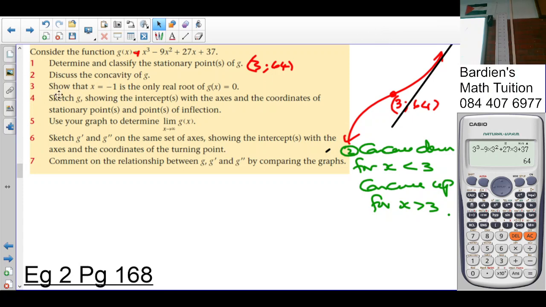Number 3. Show that x minus 1 is the only root. So what does root mean? The root means to say it's an x-intercept. That's all. So what we do is we say g of minus 1 is equal to 0. We know that. That's given to us. Okay?